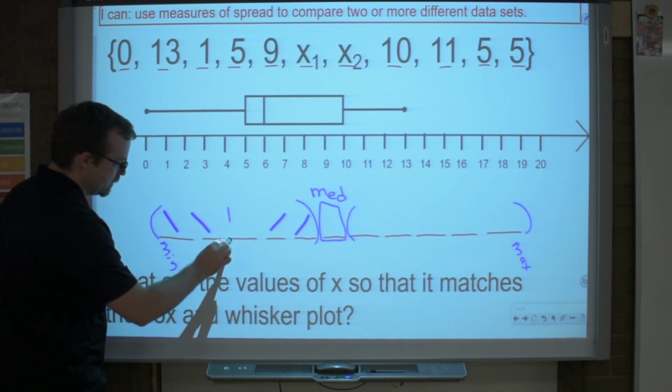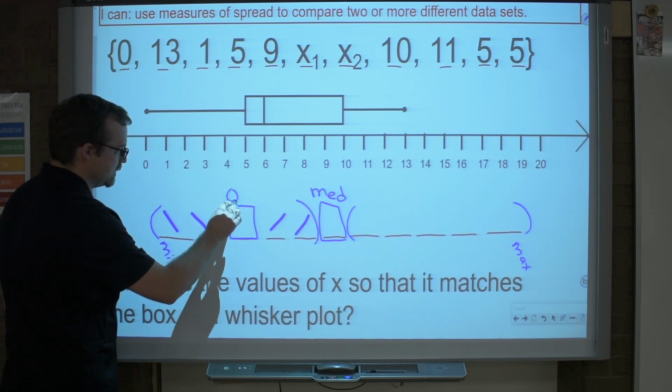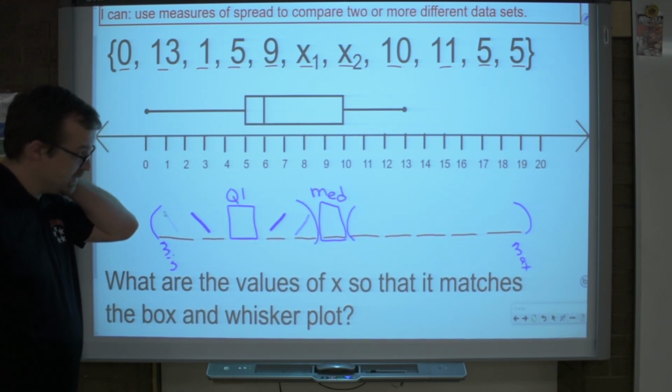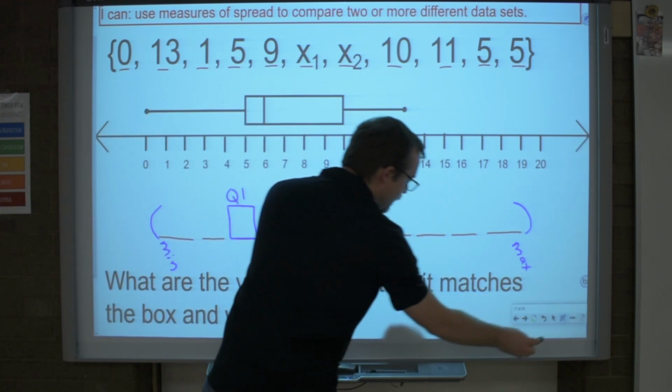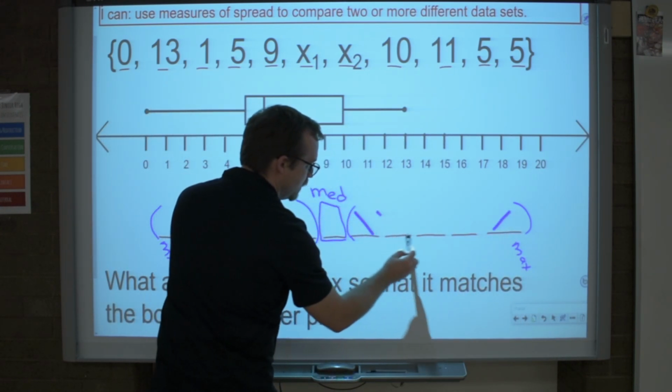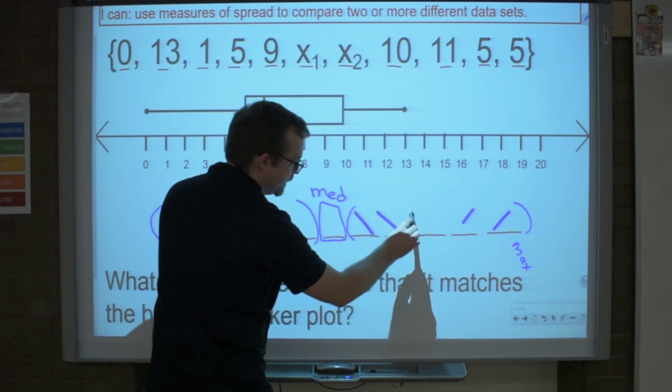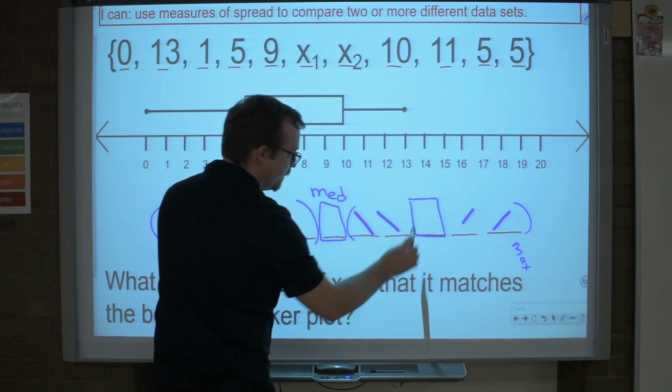So this number right here, that's an easy one. Q1 is actually a part of our data then, and the same thing for up here. You may notice, go 1, 1, 1, 1, and I'm left with this point right here being the middle of the upper half. That's Q3.